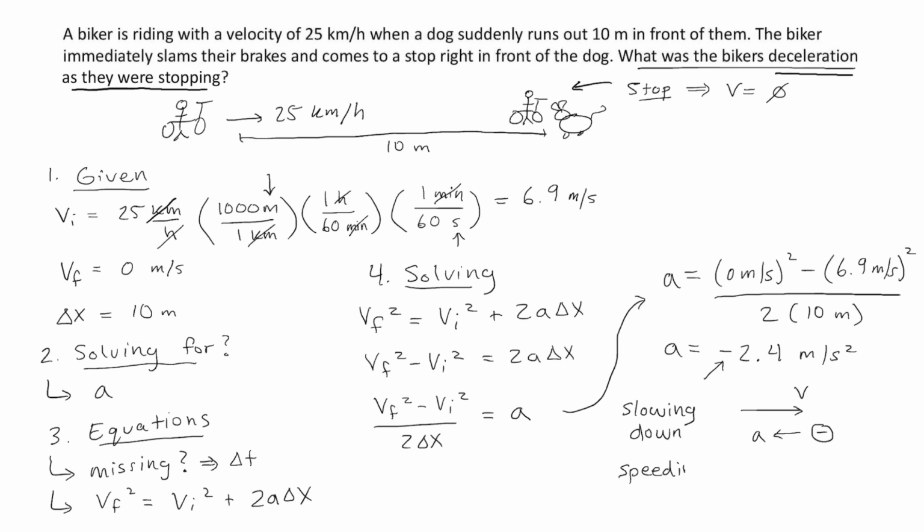Now, what if our object was speeding up? Well, if an object is speeding up, the velocity vector and acceleration vector are pointed in the same direction. So for this example, the velocity vector is pointed to the right, which means the acceleration vector has to be pointed to the right. And vectors that are directed to the right are designated with a positive value. So our answer does make sense because our object was slowing down, so our acceleration is negative.